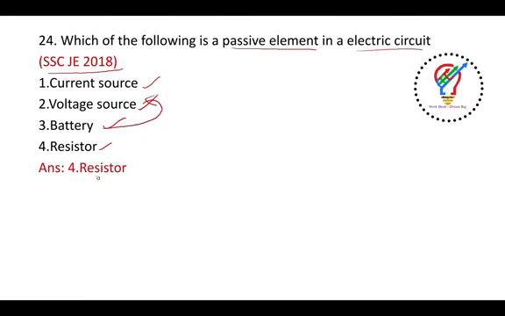So the resistor dissipates energy in the form of heat.